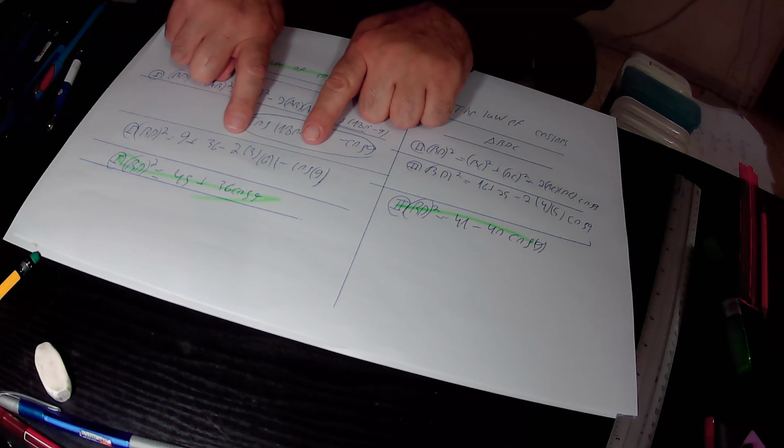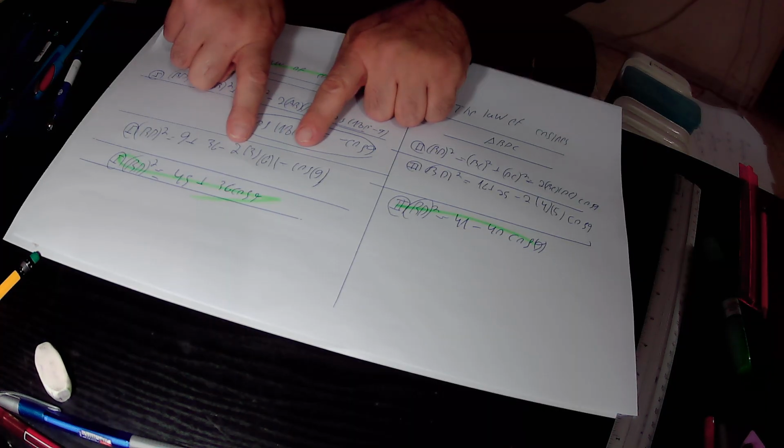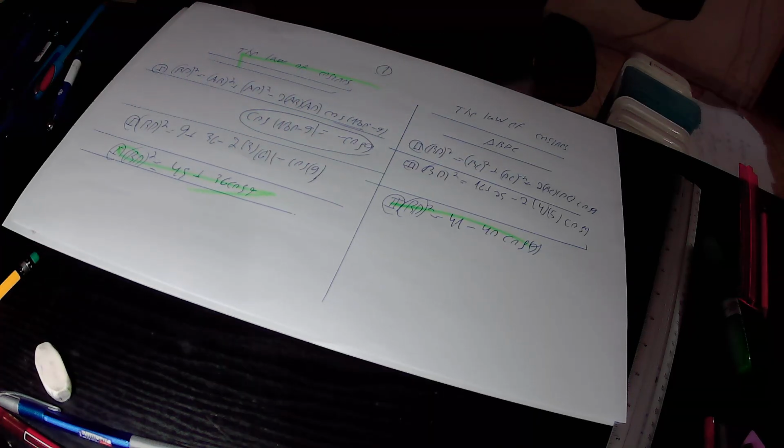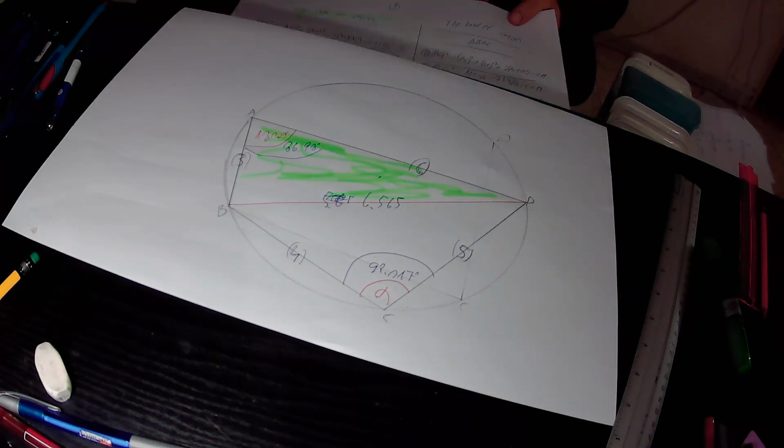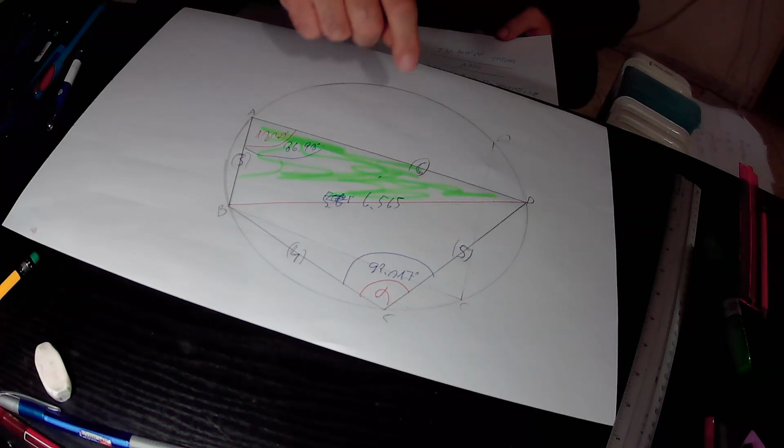plus 2 times 3 is 6, and 6 times 6 is 36 cosine alpha. So in total, according to equation 1, BD square equals 45 plus 36 times cosine alpha. Likewise, we implement the law of cosines in this lower triangle BDC.